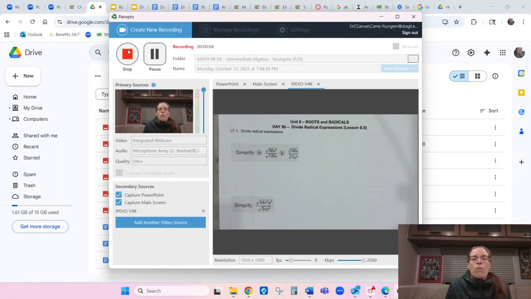Welcome to Unit 8, Roots and Radicals, Lesson 8.5. This is dividing rational expressions. There's one learning target, which is dividing rational expressions.